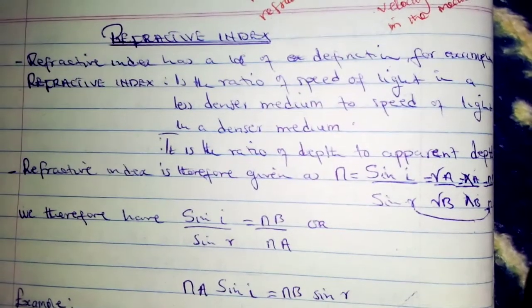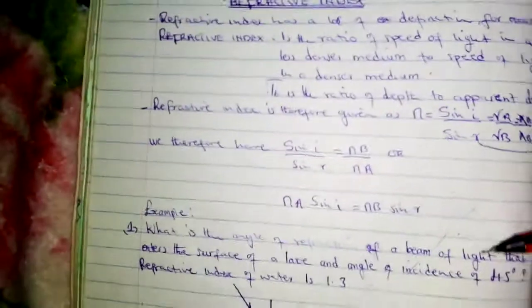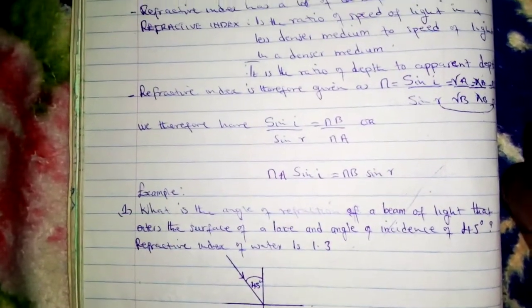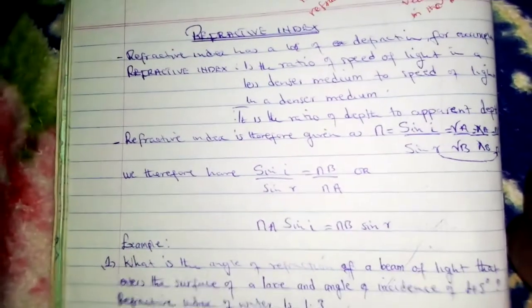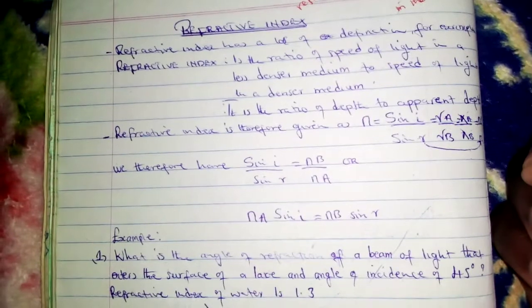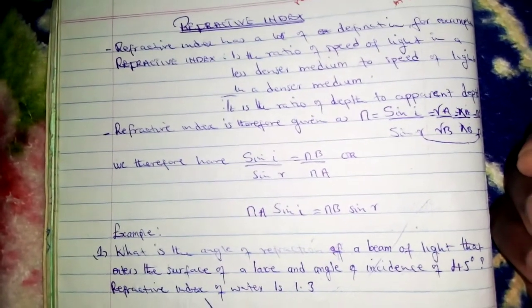So now, what is the point here? The point is refractive index is a ratio, so it doesn't have units. So that's what you should know about it.